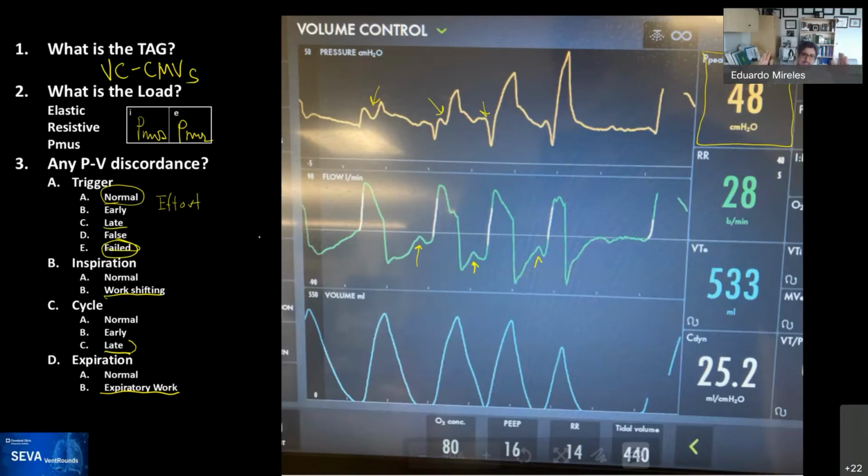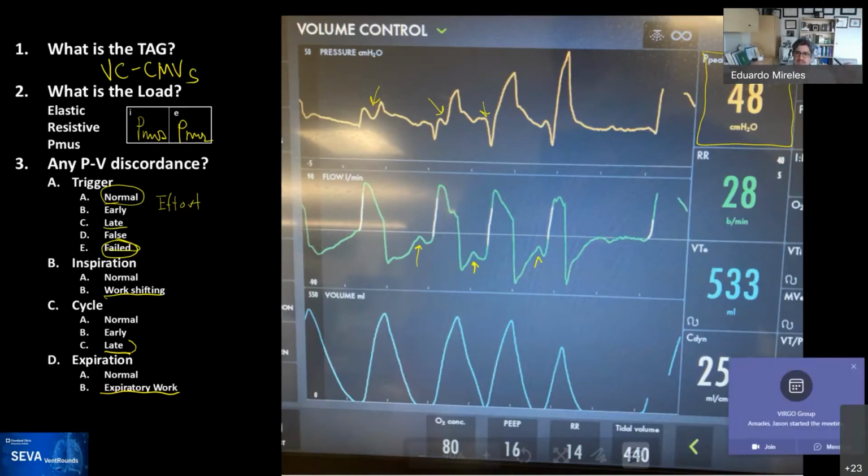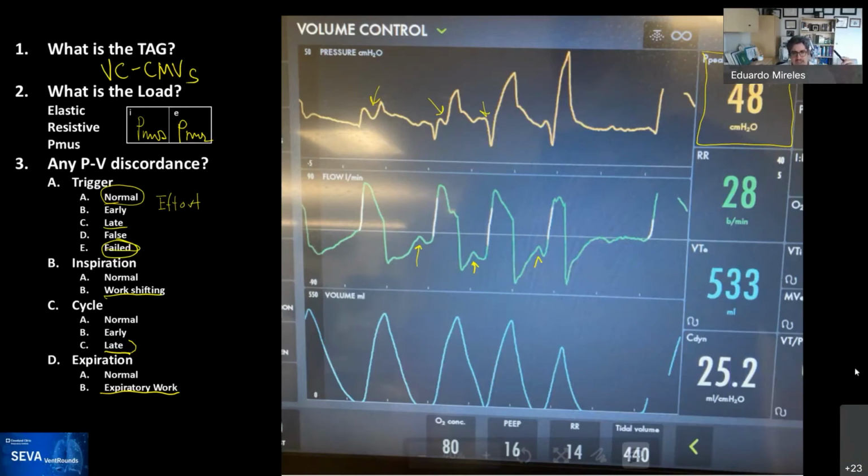So this patient, in the 10 seconds that I was in front of them, went from severe work shifting with early trigger and failed triggers to now some work shifting with late cycle. This patient is completely inappropriately interacting with the ventilator. This patient should not be on this mode of mechanical ventilation at this time. Questions?